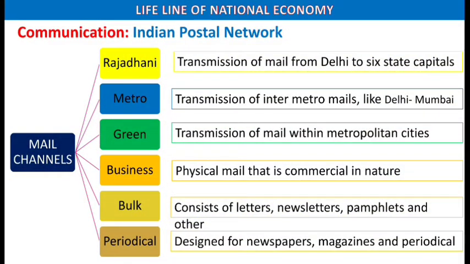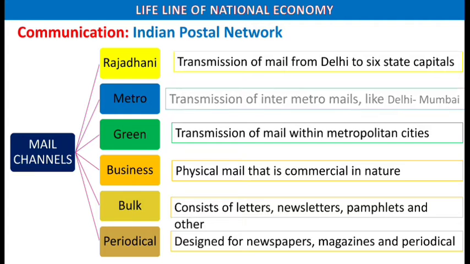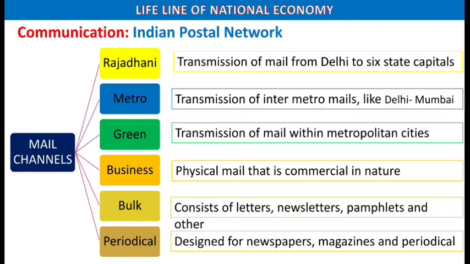To facilitate quick delivery of mail in large towns and cities, six mail channels have been introduced recently. These are Rajdhani channels, which are yellow in color. This ensures transmission of mail from Delhi to six state capitals. Metro channels, which are blue in color, ensure transmission of inter-metro mails, from one metro city to another.